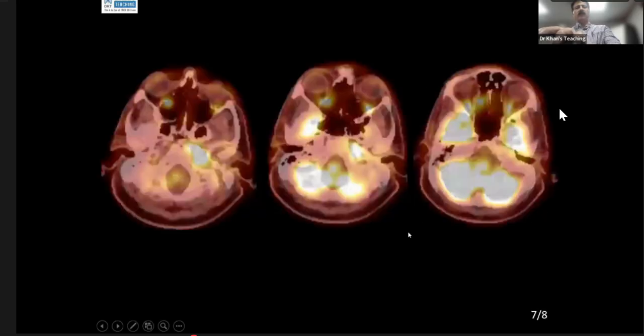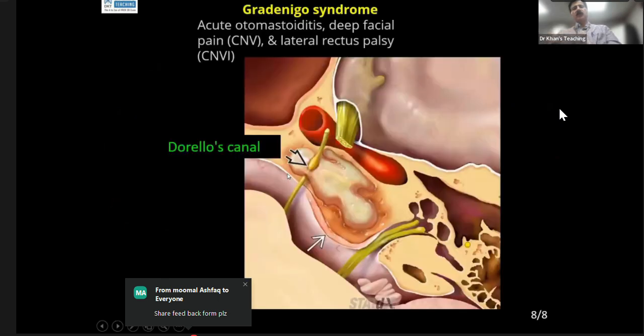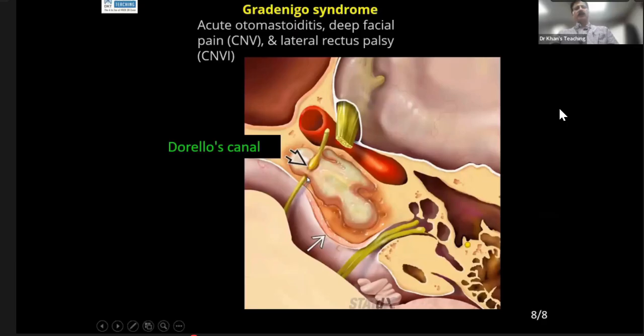Now, some of the other imaging that was done, and I believe there were some doubts. Just to make a point, nobody is going to show you a PET for this, but this thing was on fire on the PET scan. You dealt with it very well. This is the anatomy, and this is the canal, Dorello's canal, sixth nerve. So the sixth nerve can be involved.